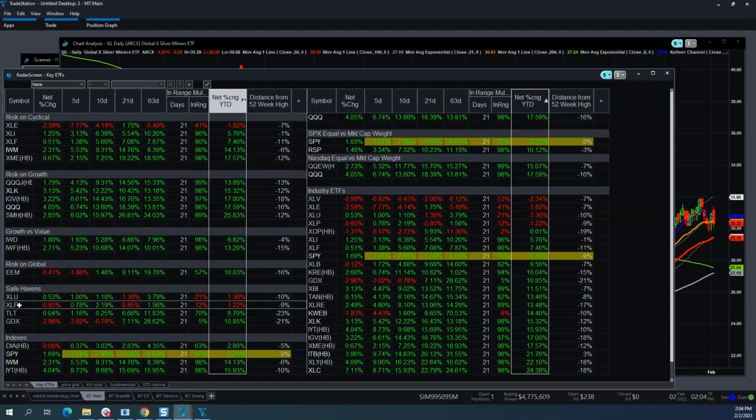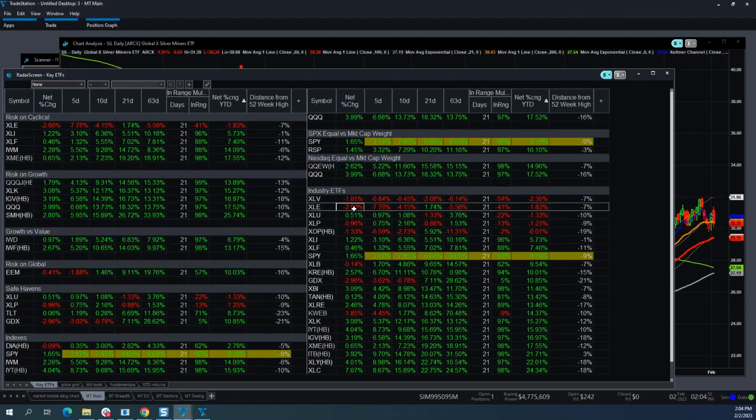red are XLU and XLP. Actually, XLV, I'm pretty sure, is red on a year-to-date basis as well. Healthcare. I did not include healthcare here in safe havens, but you could do that, and basically that is another safe haven. So it's interesting on a year-to-date basis. Wow, energy turned red. This was not true last night.